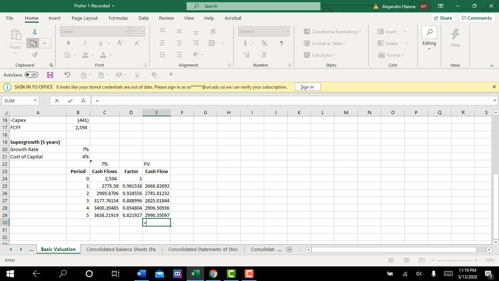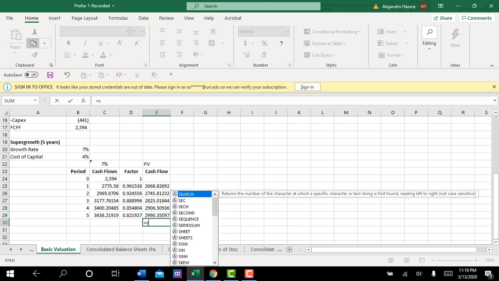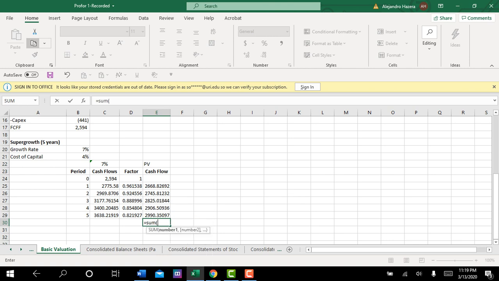Let's go ahead and sum these up, and then we'll label these things and format. So the total sum of our discounted cash flows for the first 5 years is about $14 billion. So this company's assets are going to produce value of $14 billion in the next 5 years.